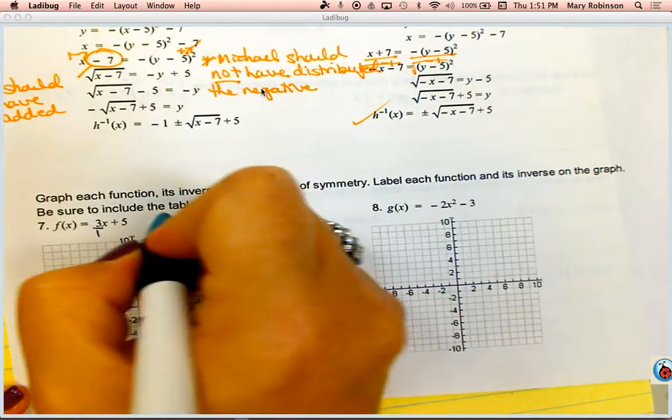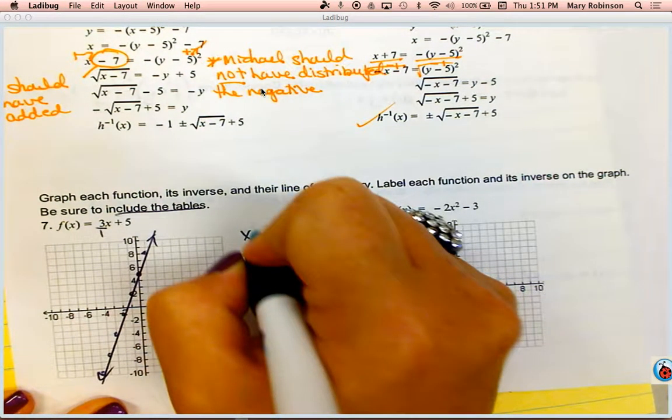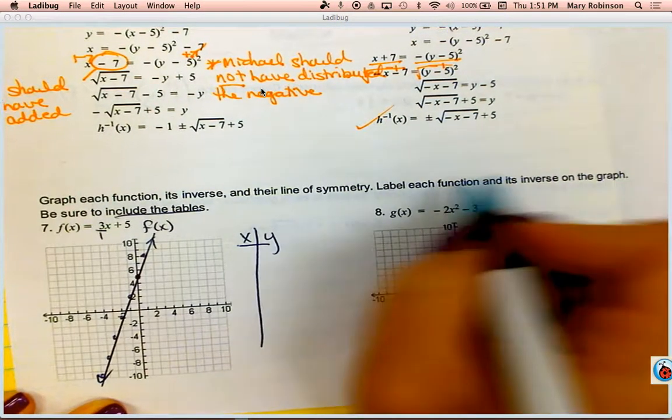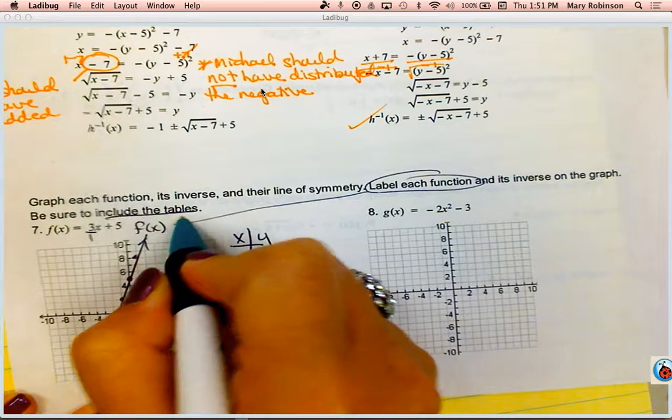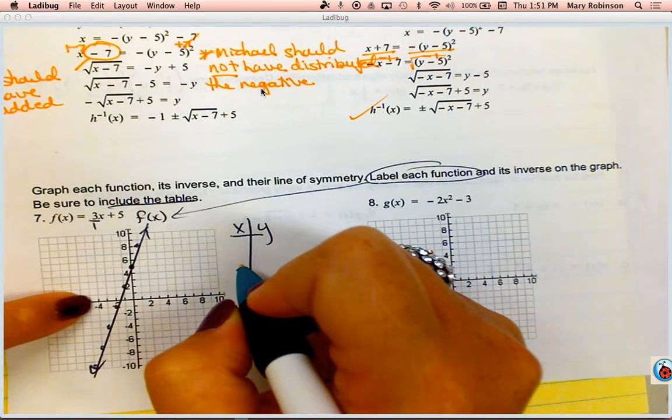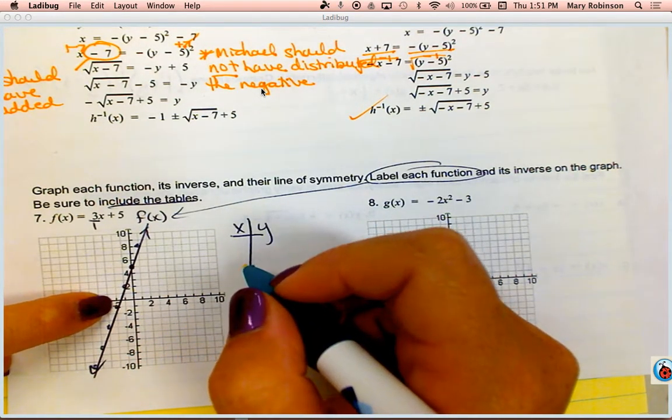And it says to include tables, so I'm going to make a table of values for this function. And this is my f of x. I'm going to label it because it says label each function. So put my f of x up there. And ordered pairs. I'll just grab maybe 4 ordered pairs.